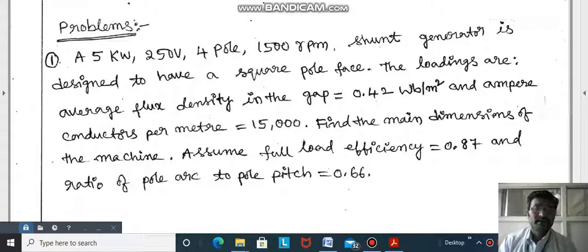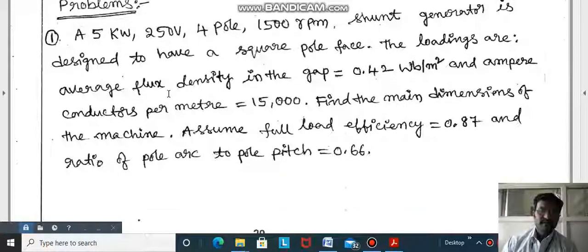Okay, so 5 kilowatt, 250 volt, 4 pole shunt generator, and efficiency will be 0.87. These are the things that are given in this problem. So we should find the main dimensions. Main dimensions are D and L, the diameter of the armature and length of the armature. We are going to find these using the values given.